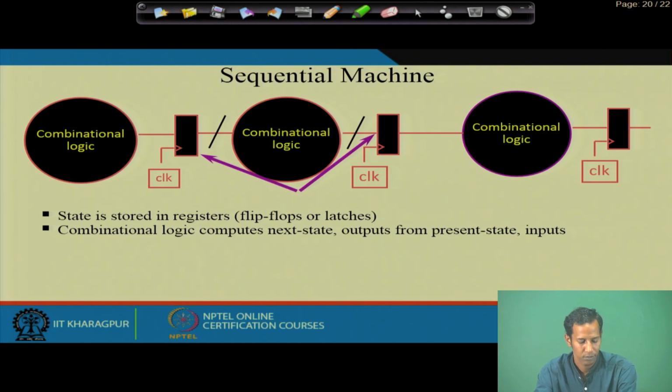In a sequential circuit there are basically states: the input state, the output state, the next state, from which state to what state it will go. The states are stored in the registers. The registers may be flip flops or latches, whereas the combinational logic computes the operations. That means, suppose there are 3 states, whether it will go from S0 to S1 or S0 to S2 depends on the input we give. So, that logic depends upon the combinational logic, which computes the next state as well as the output from the present state, depending on the value of the present inputs.